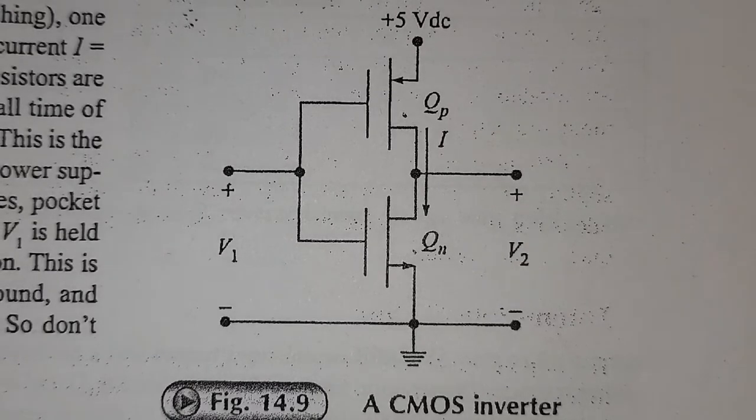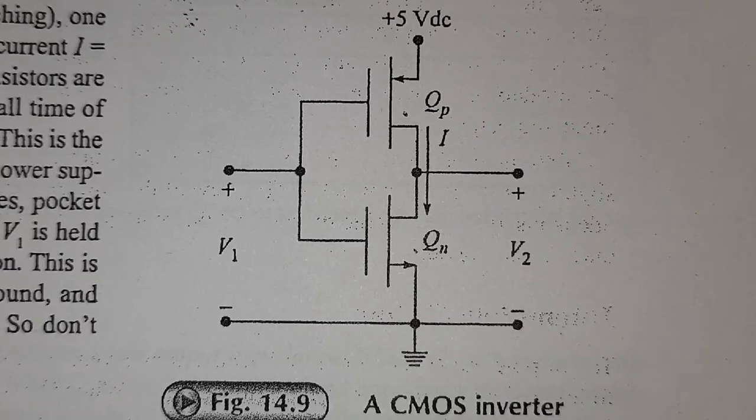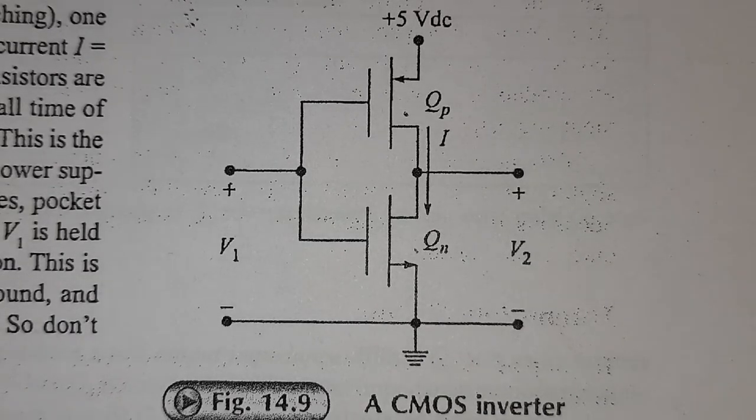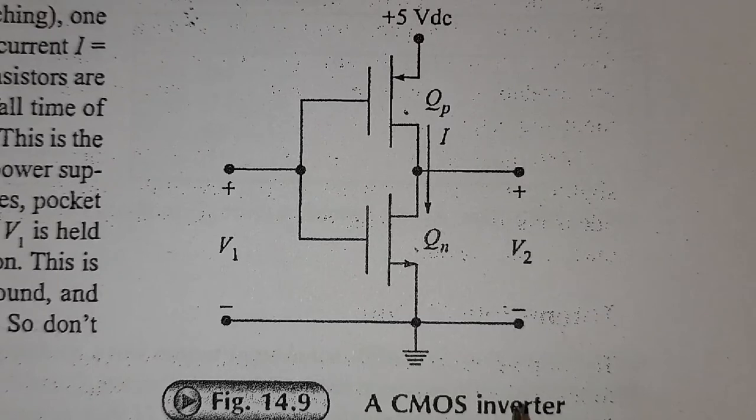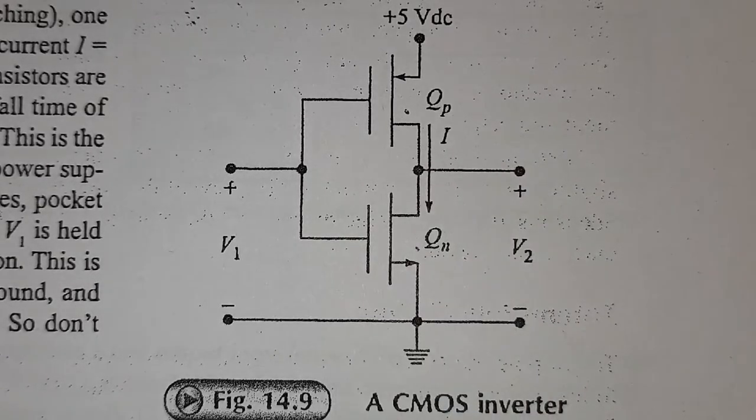Now, how will the inverter work? Suppose the gate of a PMOS is at low potential, then the PMOS is on. It acts as a closed switch. Whereas in case of the NMOS, if the gate of NMOS is low, then it is off. It acts as an open switch. And as a result, we can think of this circuit as an inverter.